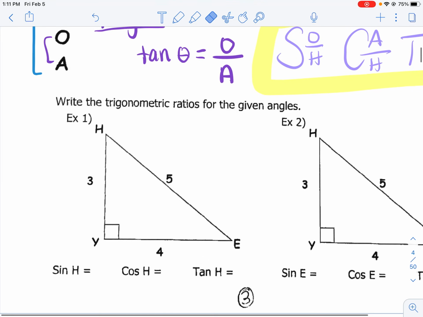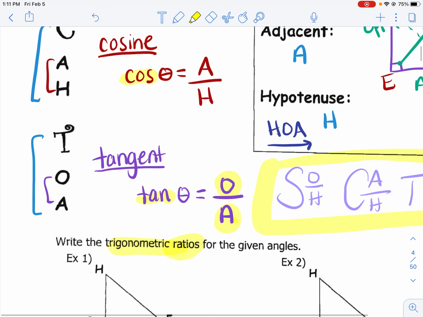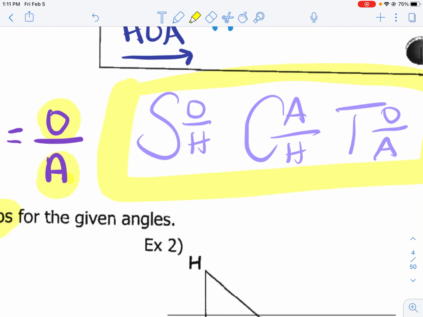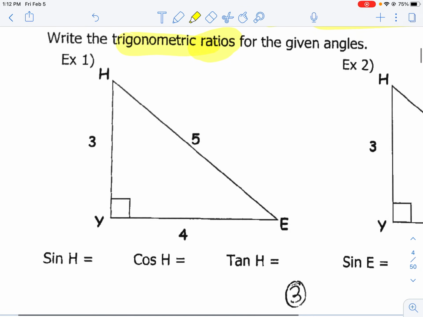Okay, so if we look here, we're going to write the trigonometric ratios. So remember, that's all that these are. Tangent is a ratio of opposite over adjacent. Cosine is adjacent over hypotenuse. Sine is opposite over hypotenuse. And again, that's sort of our trick here, SOHCAHTOA. So let's just look at this triangle here. I'm going to start by where I'm standing. So where is angle H? All these: sine of H, cosine of H, tangent of H.